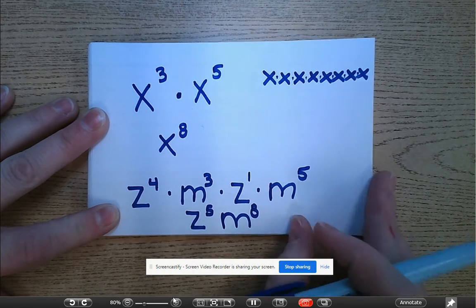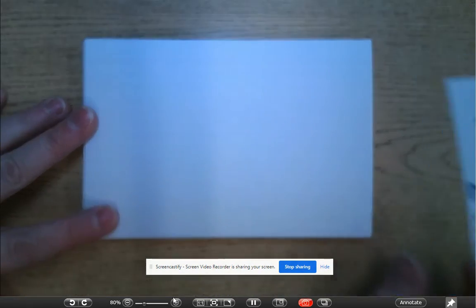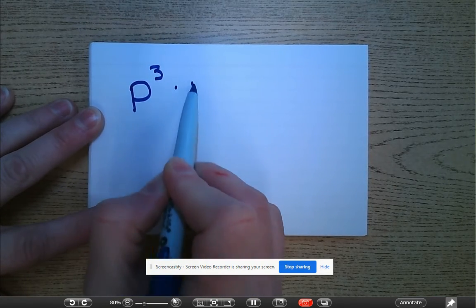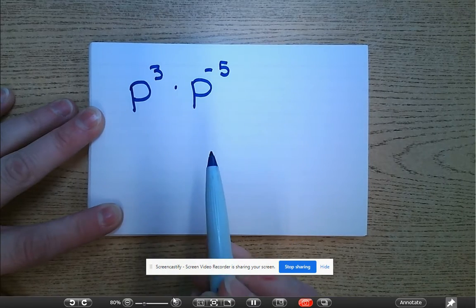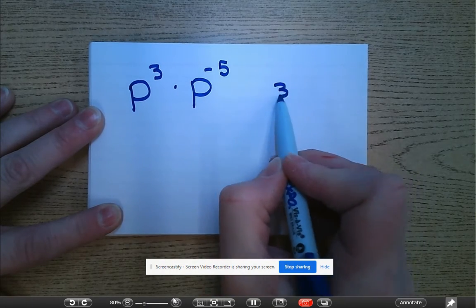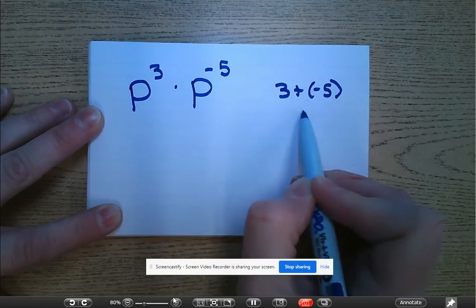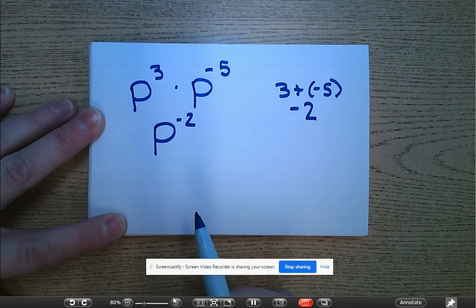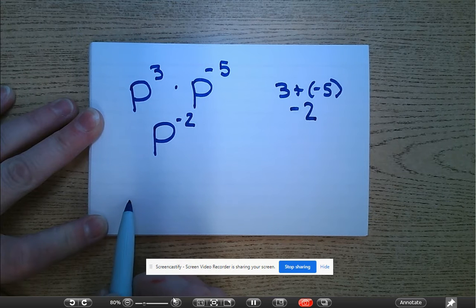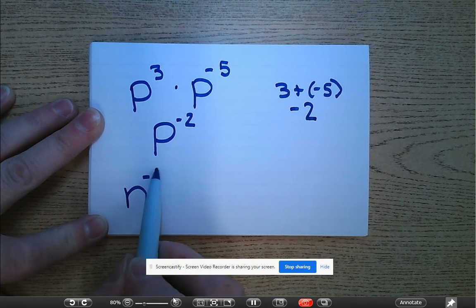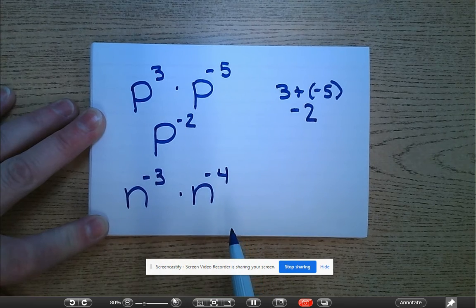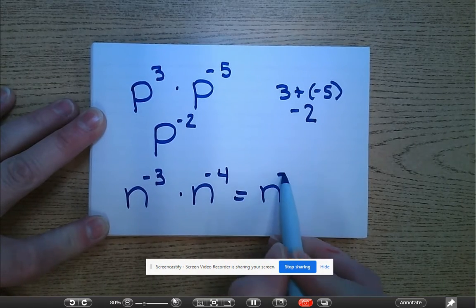If you have something with negative exponents, for example, p to the third times p to the negative fifth, you still add the exponents. So 3 plus negative 5 would be a sum of negative 2, and we would have p to the negative second. If they were both negative, let's say n to the negative third times n to the negative fourth, you would add those exponents and get n to the negative seventh.